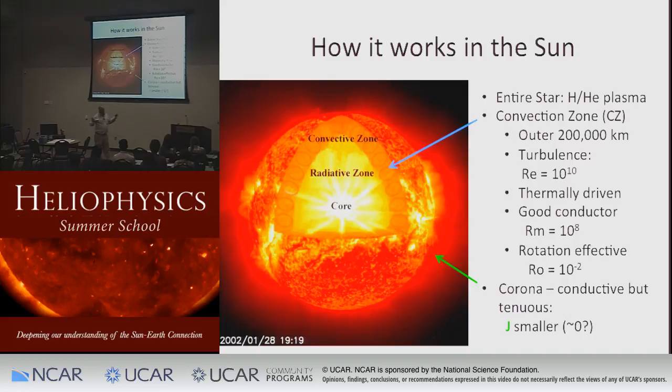The story has all the same ingredients, right? It's a conductor. It's a liquid conductor. That is, it's made of hydrogen, helium, plasma. Almost all, except for a thin layer on the outside, is fully ionized. There is turbulence causing the outer 1/3 of the sun to be convective. And I showed you before the Reynolds number for this outer fluid is 10 to the 10, so of course it's going to be turbulent. It is a good conductor. The magnetic Reynolds number is 10 to the 8, so a very good conductor.